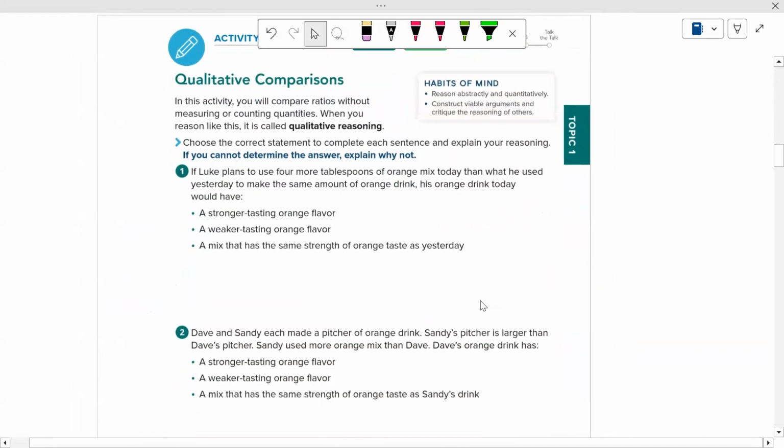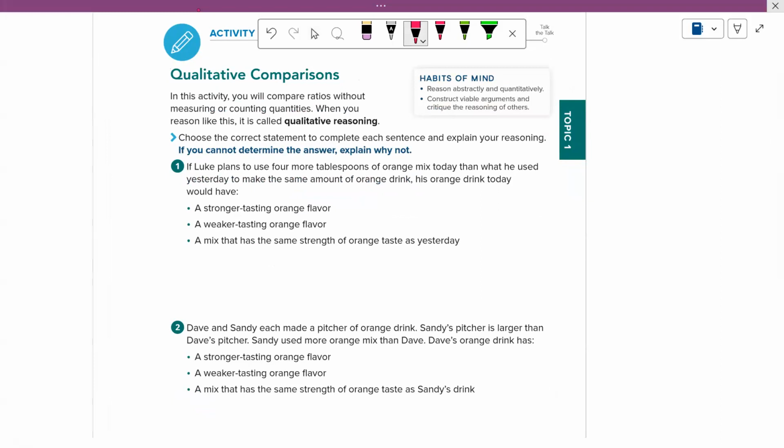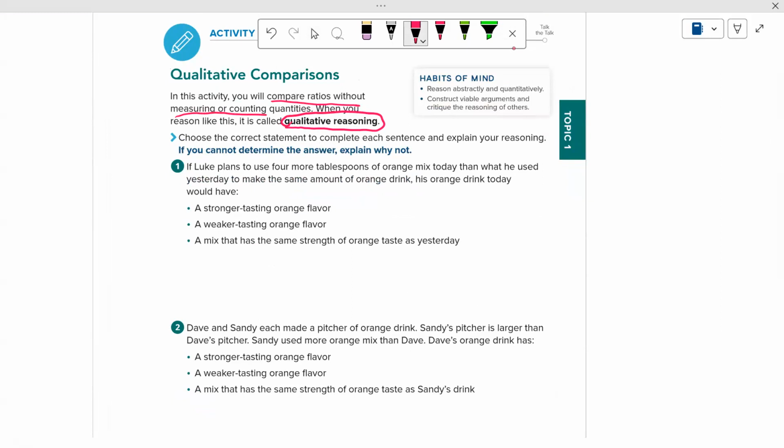All right, we are going to move on to activity 1 on page 185. Qualitative comparison. So qualitative comparisons, we are still using qualitative reasoning. There's my vocab word. When you reason like this, comparing ratios without measuring or counting. So we're not using numbers here. We are just going to use words. We are going to use our logic skills, okay? Please pay attention to these habits of mind. Okay, these are important. You're going to reason abstractly and quantitatively and construct arguments to critique the reasoning of others. That's kind of what we're going to be doing in this lesson.